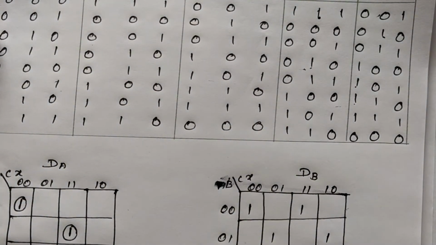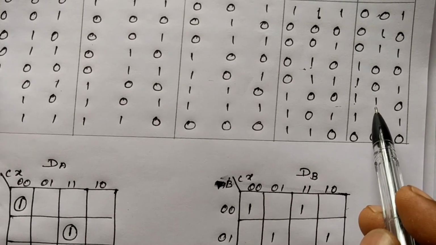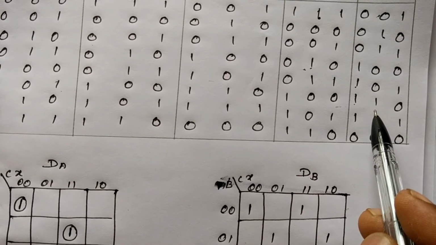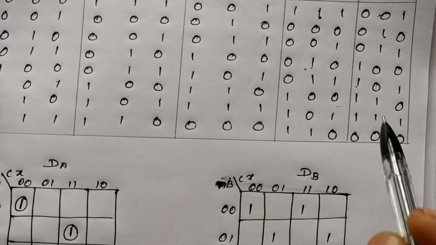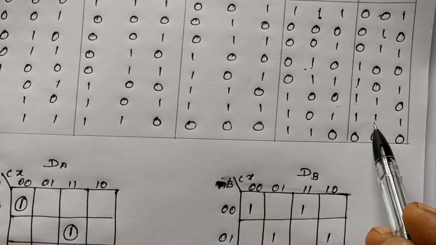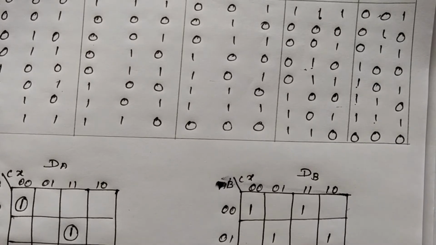Here we need to make it as 1. Likewise here we are having 1. Respective input is 1 0 1 1 1 0 1 1. Likewise here we are having 1. Respective input is 1 1 0 1 1 1 0 1.